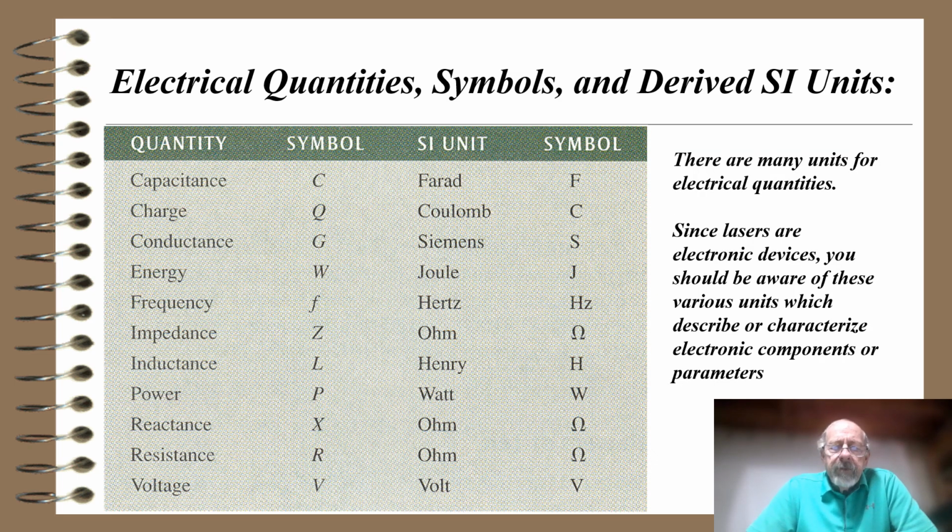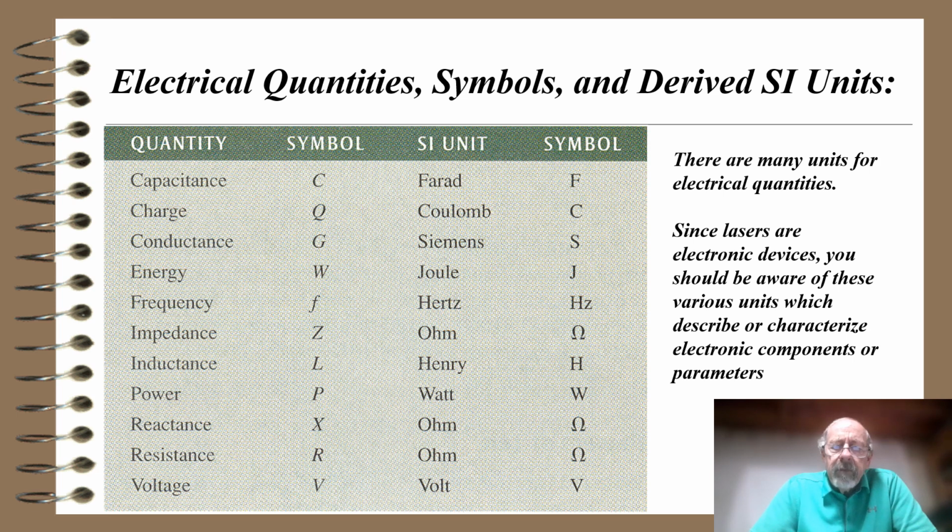So it turns out there's a lot of electrical quantities, symbols, and derived SI units. There are many units for electrical quantities, and since lasers are electronic devices, you should be aware of these various units which describe or characterize electronic components or parameters. So in this chart you see capacitance with a symbol C, unit of farads with a symbol F. Charge has a symbol of Q. Unit is coulomb and symbol C. Conductance is G, Siemens, or symbol S. Energy is symbol W. Unit is joules, symbol J.